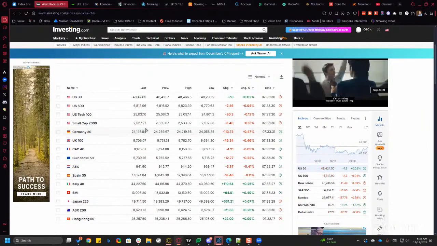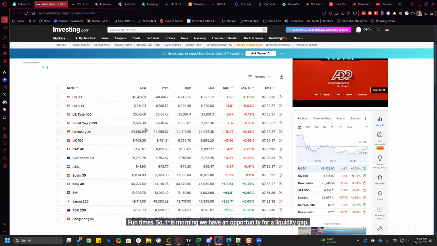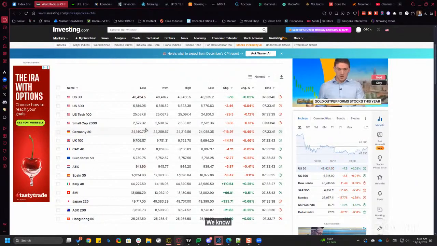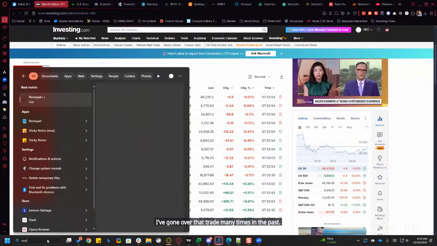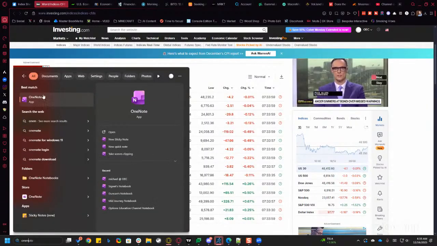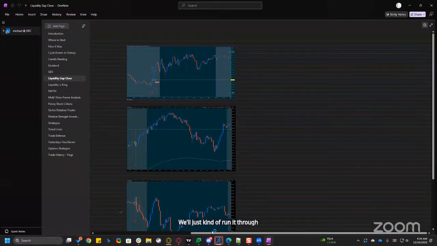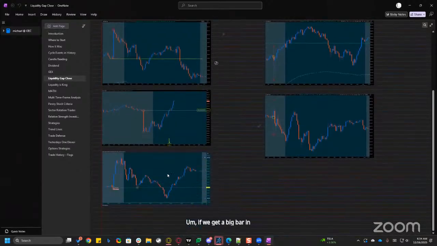Fun times. So this morning we have an opportunity for a liquidity gap play. This is one of my favorite timed event trades. We know where lightning can strike, and that kind of changes the game a little bit. I've gone over that trade many times in the past. We'll just kind of run it through here real quick. If we get a big bar in any way, it will be useful.